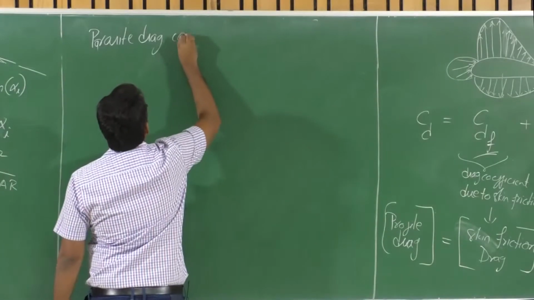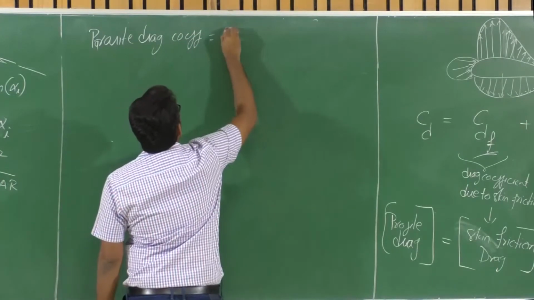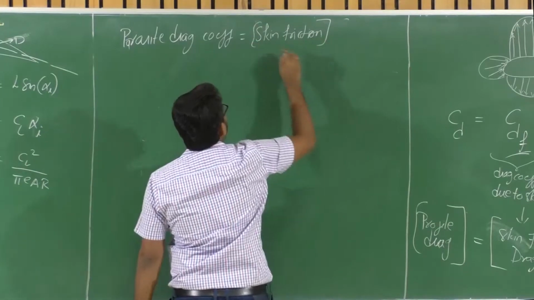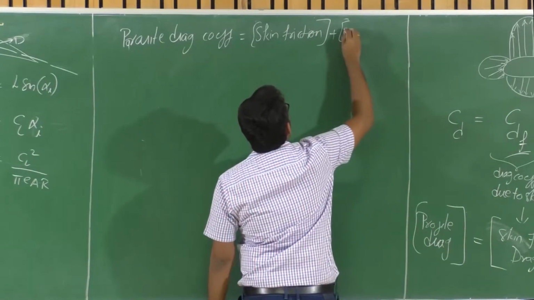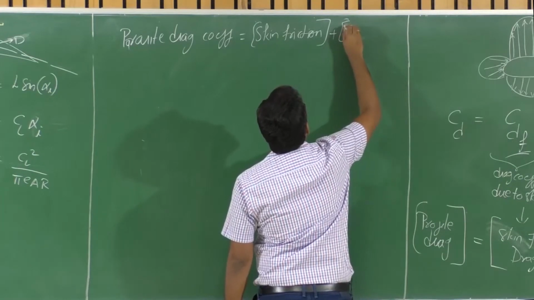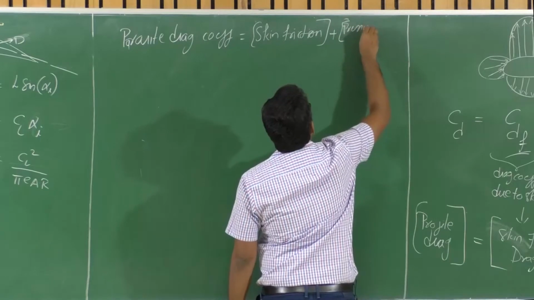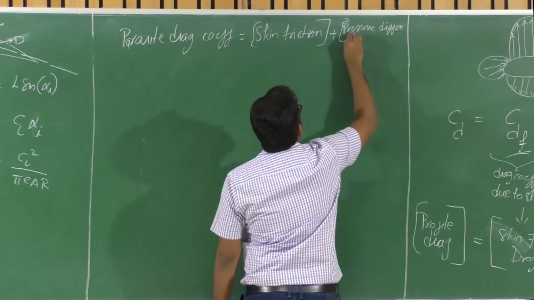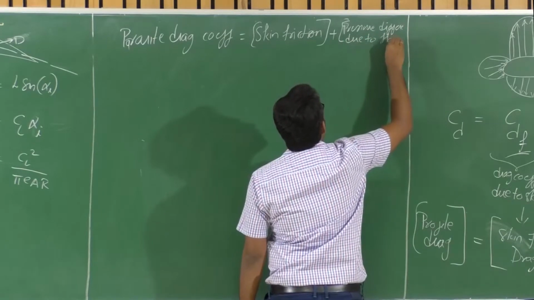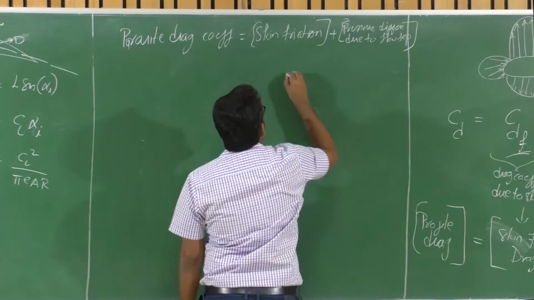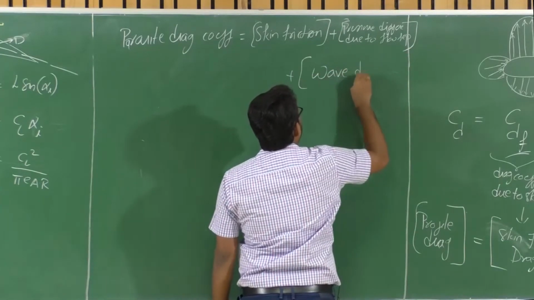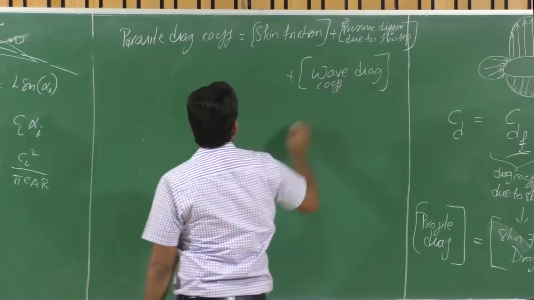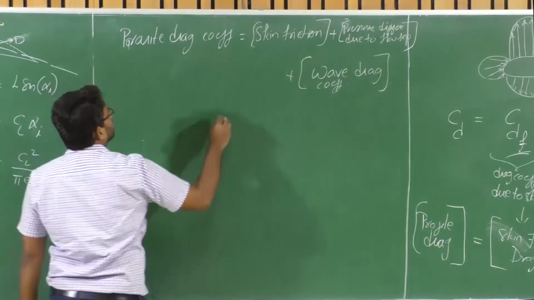Sorry, parasite drag coefficient is equal to the drag coefficient due to skin friction, the drag coefficient due to pressure difference due to flow separation, and what we have is wave drag, the drag coefficient due to shock waves. So all three put together are called the parasite drag coefficient, right?